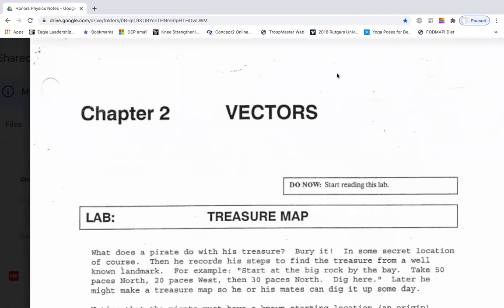Here's a video guide to Chapter 2, Vectors. It should help to take a look at these chapter notes to help you solve some of these problems.